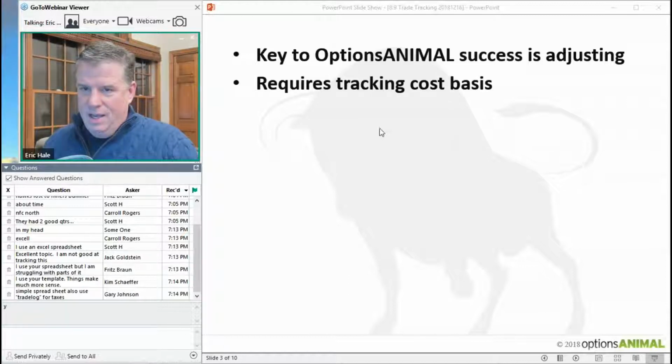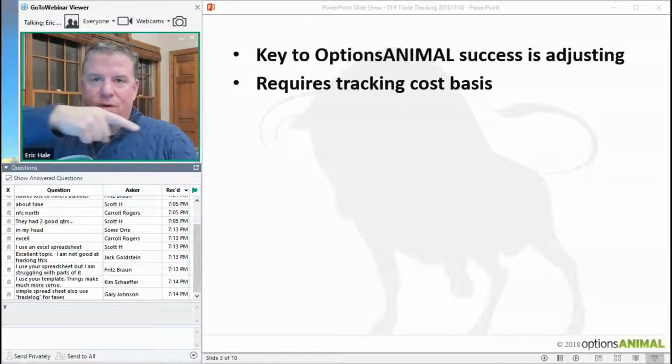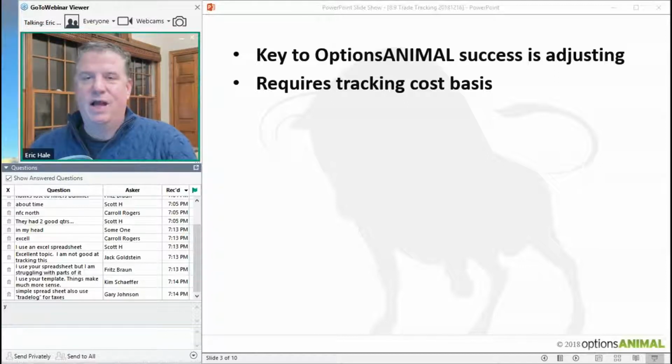So in order to adjust, you do need to know what your cost basis is. In order to get someplace, the first thing you have to know is where you're at. So what do I own this stock for? What do I have invested in this position? Now, some people may not use it, and you may get to a point where you don't need it. I always tell people the thing that really matters is that number in the bottom right-hand corner of your account that shows your profit and loss.